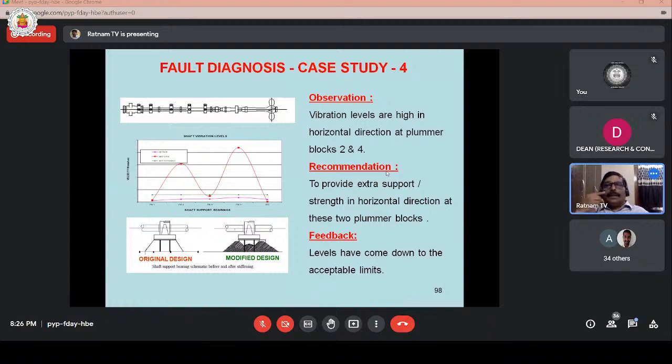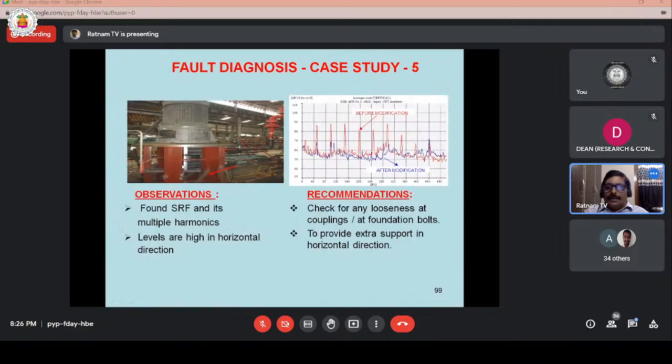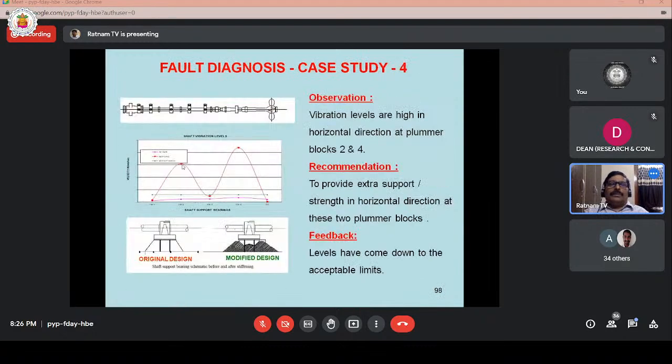Vibration levels are high in the horizontal direction at plumber blocks 2 and 4. These are plumber blocks 1, 2, 3, 4, the bearing locations. So at these four locations we have measured. At 2 and 4 we found this increase of velocity levels. Plumber blocks 1 and 3 are good, where levels are low. At 2 and 4 vibration levels are very high.